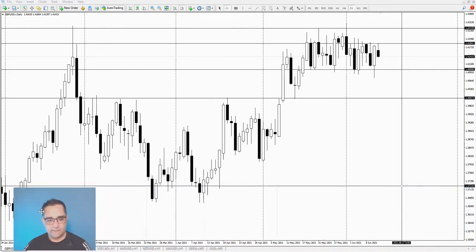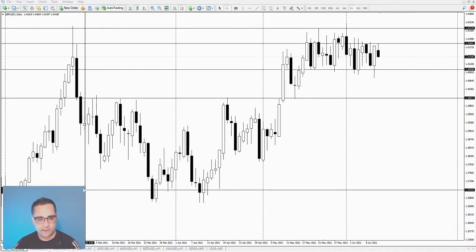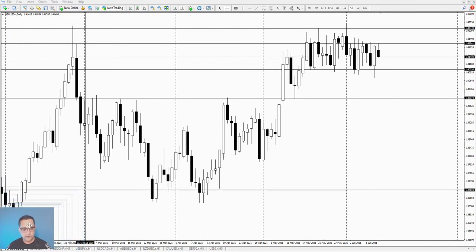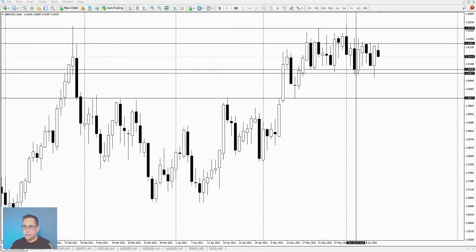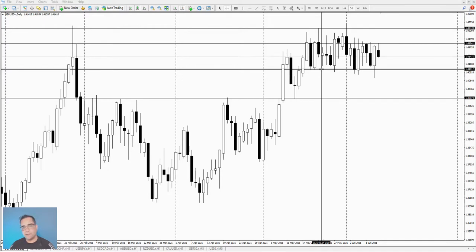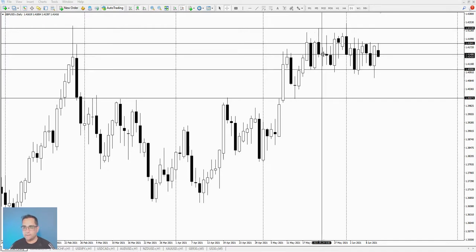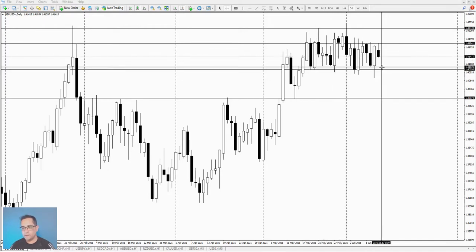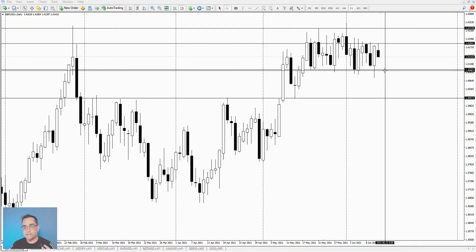It's kind of like a barcode, right? Red, black, white, black, white. But this is where you can make money.